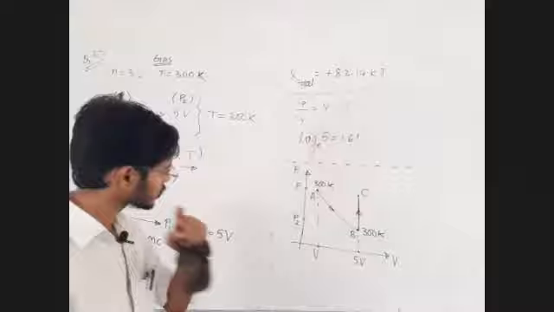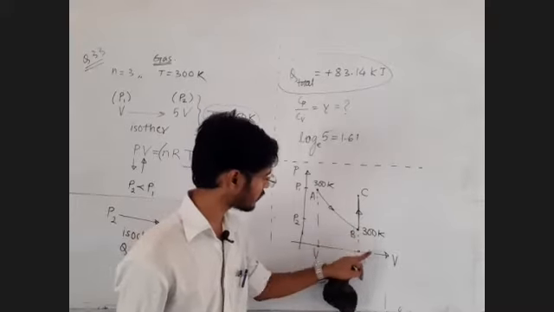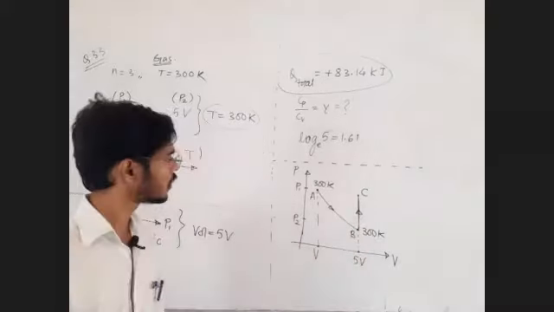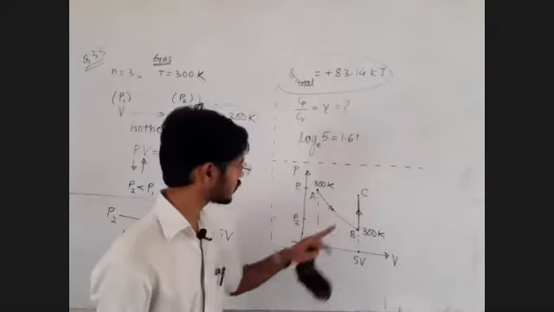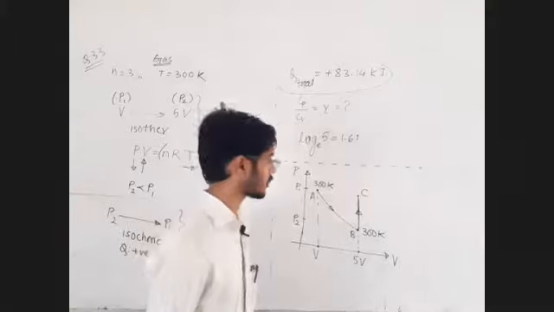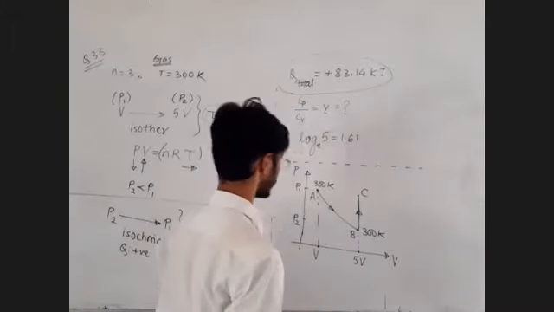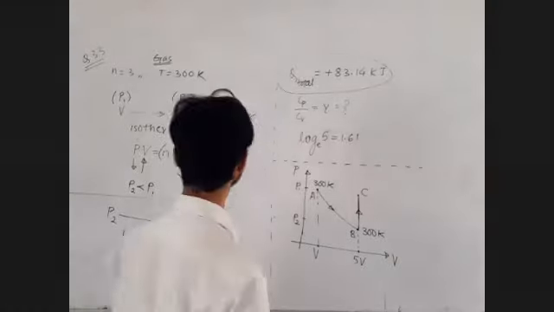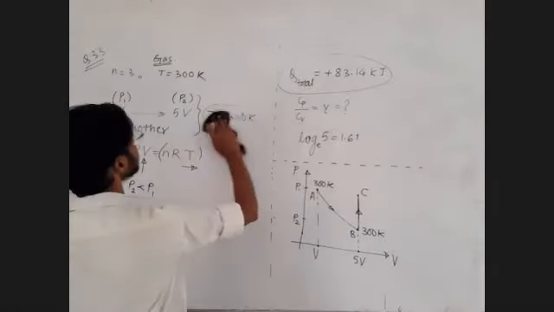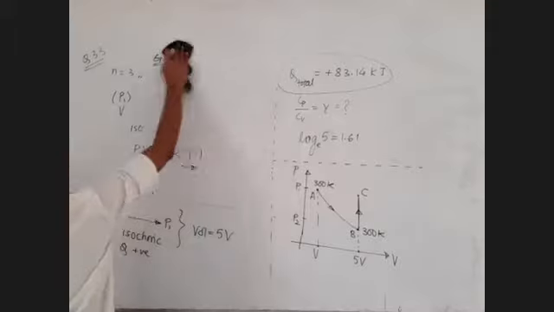So when the pressure was P2, temperature was 300 Kelvin and volume was 5 times V. When the pressure is P1, volume is 5 times V, what is the temperature? Let's check, can we find it out? Now in this graph, we need to write the temperature data as well. This is a standard way. We are doing it the standard way.